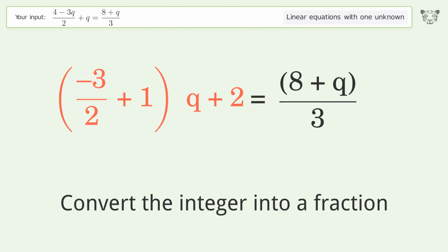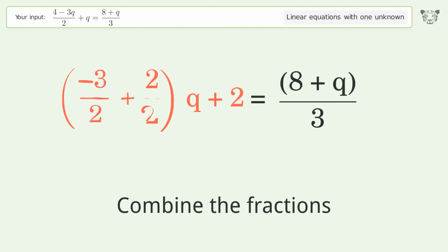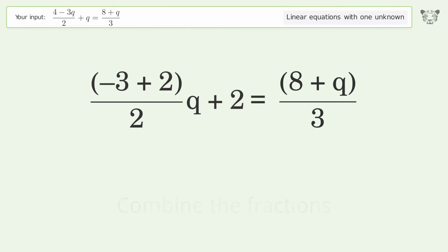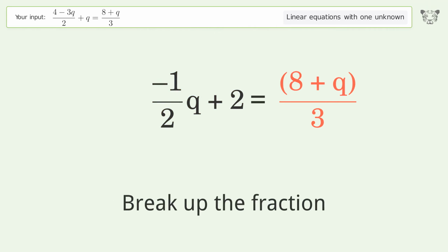Convert the integer into a fraction. Combine the fractions. Combine the numerators. Break up the fraction.